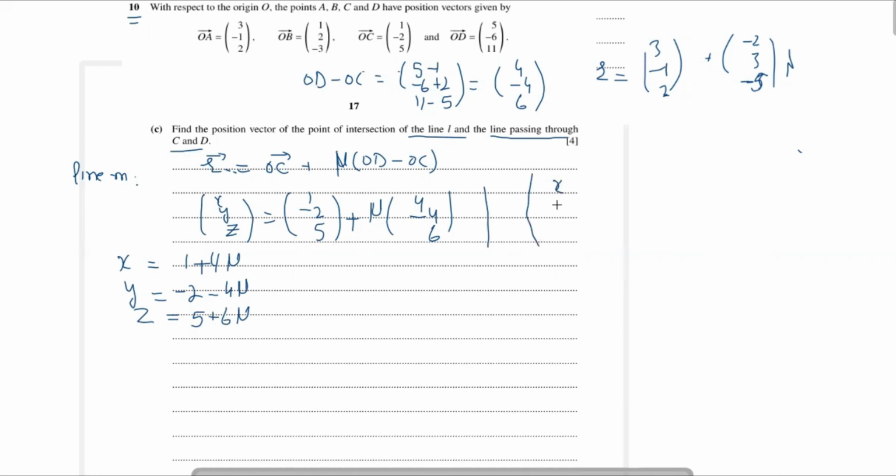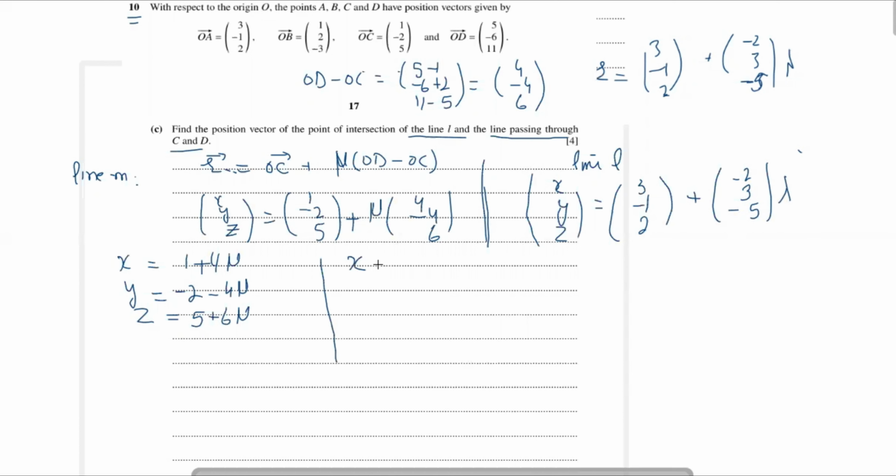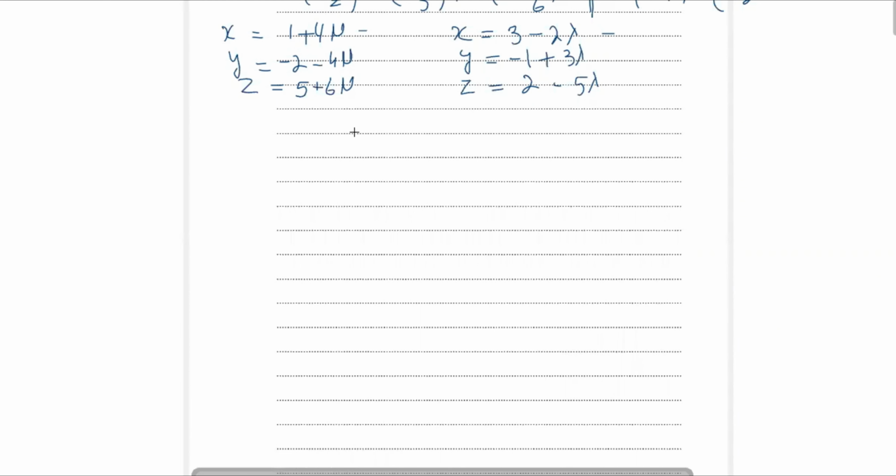You see here this is the equation of line L, x, y, z will be equal to 3, minus 1, 2, plus lambda times minus 2, 3, minus 5. Now the parametric form will be x equal to 3 minus 2 lambda, and y will be equal to minus 1 plus 3 lambda, and z will be equal to 2 minus 5 lambda. Now we compare the x values.